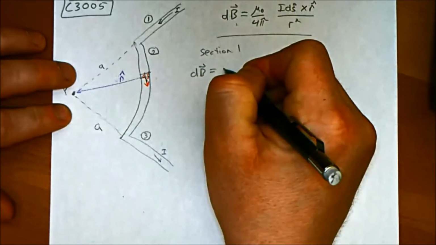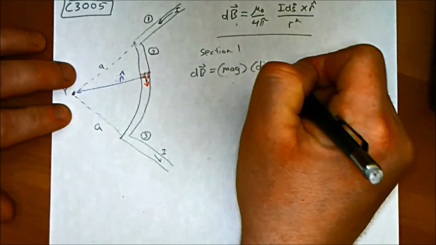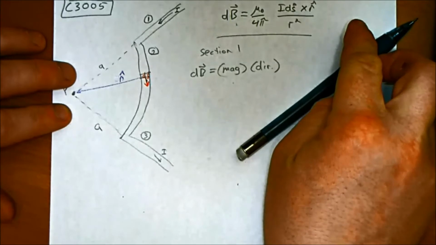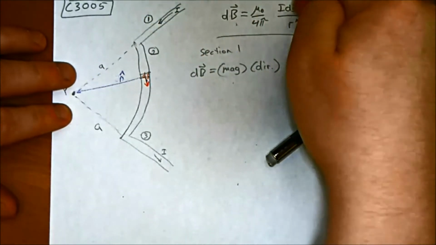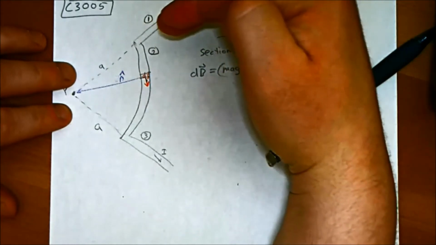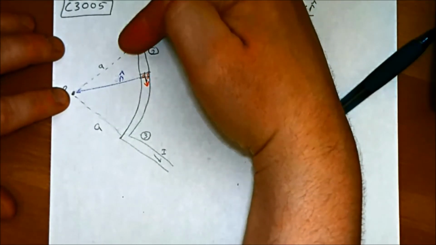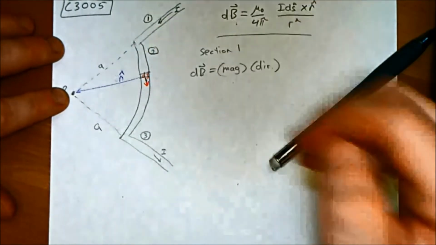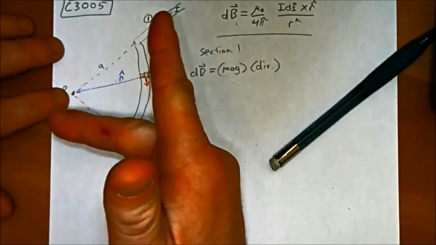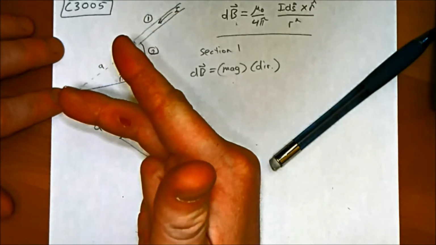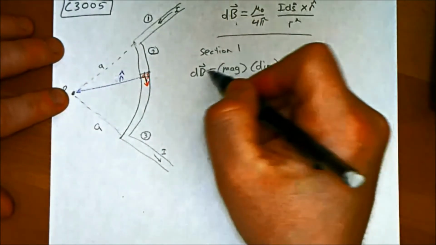dB is going to have some magnitude and direction. So let's look at the direction first. We've got current flowing down this way, and r hat points towards point P, which is in the same direction as the current. Since those two things are pointing in the same direction, the area of the parallelogram mapped out by the two vectors is 0. So this whole thing is 0.